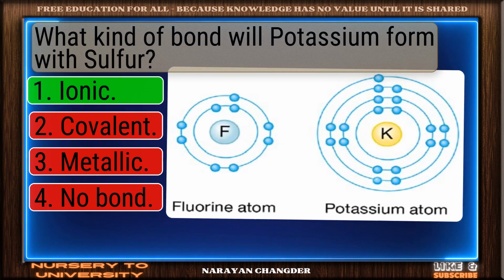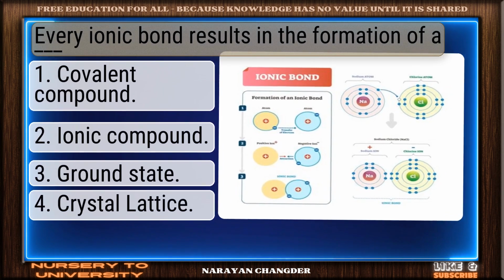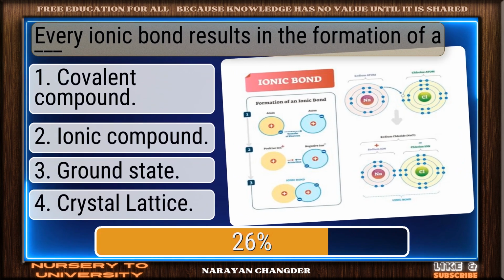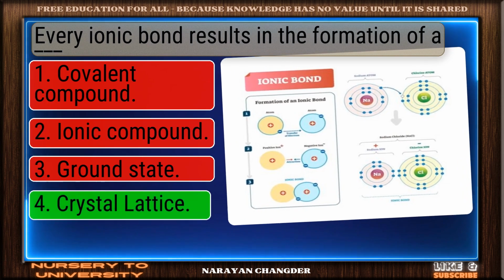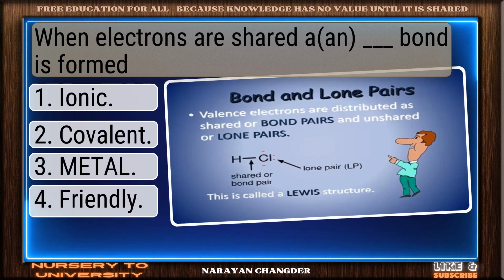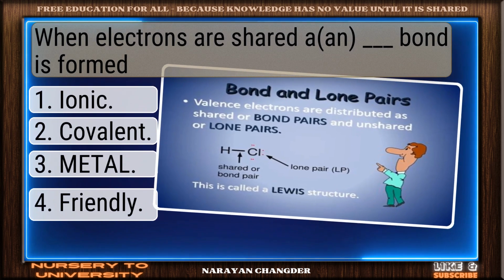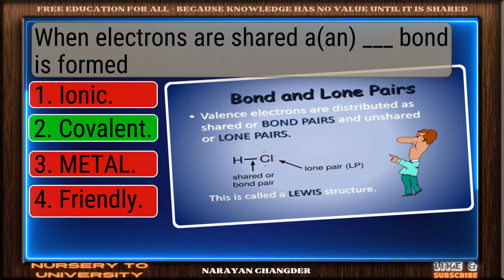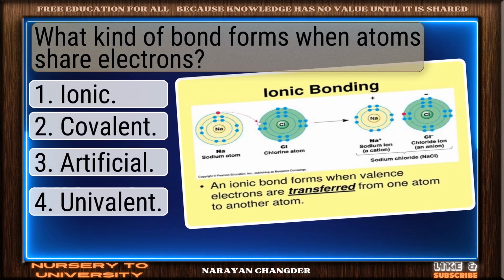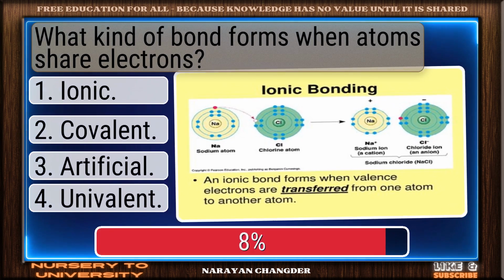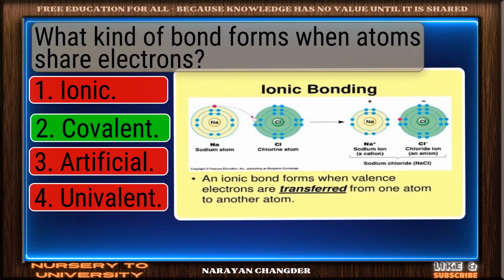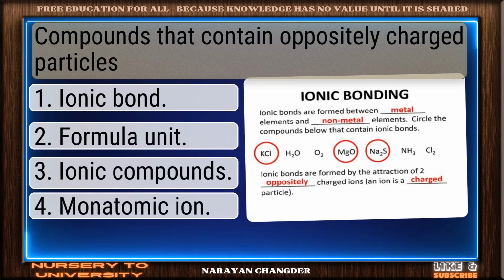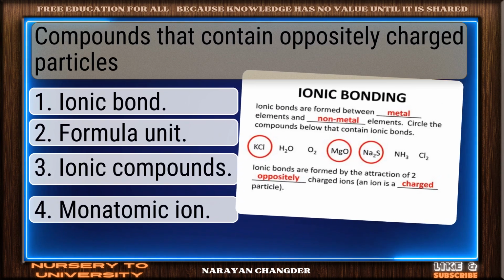Well-articulated, ionic. Every ionic bond results in the formation of a dash. Good job, crystal lattice. When electrons are shared, a dash bond is formed. That's accurate, covalent. What kind of bond forms when atoms share electrons? Strong answer, covalent. Compounds that contain oppositely charged particles.